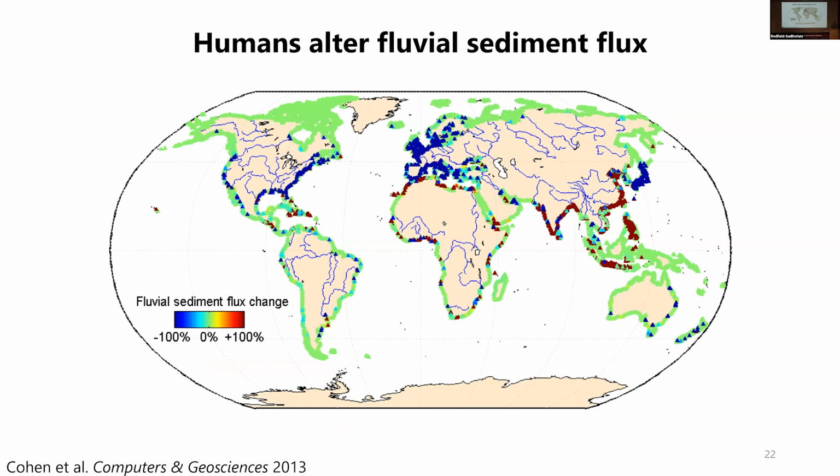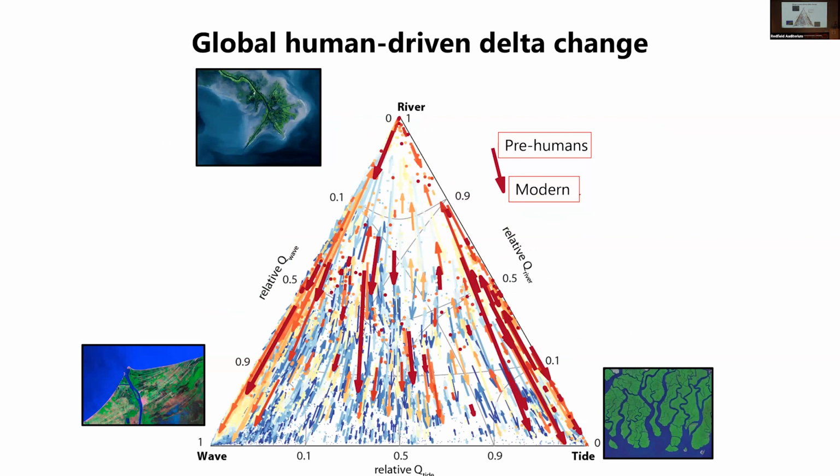So we can put this back in this triangle of delta morphology and see how the effect of humans has made deltas move in this triangle. If deltas have moved up, that's because there's more river sediment flux, and deltas will become more river-dominated over time because of deforestation. Or, in the case of river dams, you expect deltas to transition to wave or tide-dominated deltas.